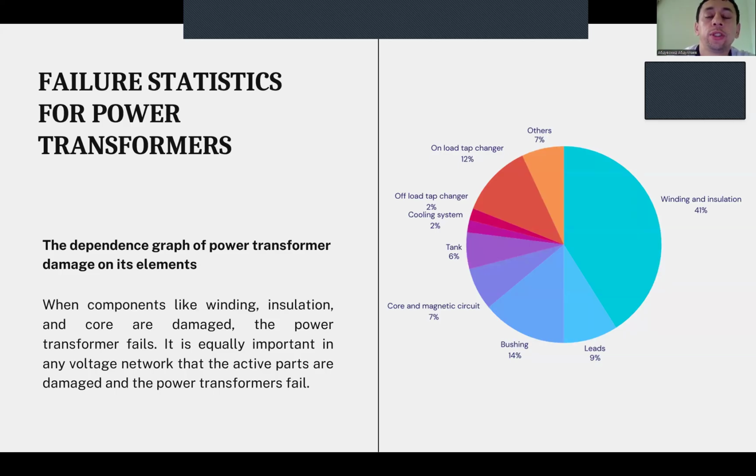The failure of power transformers is directly related to the damage of its active parts, winding and core. It is equally important in any voltage network that the active parts are damaged and power transformers fail. Ushakov and others believe that defects in the active parts, specifically the winding, which make up 43% of 10/0.4 kV transformers and over 30% of 110 kV voltage class transformers with rated powers of 16 to 40 MVA, are one of the main causes of these events.